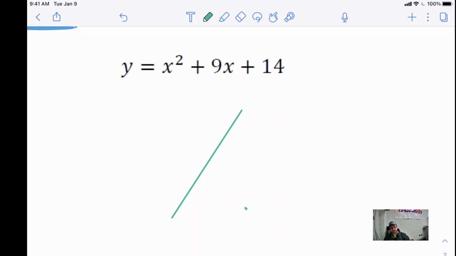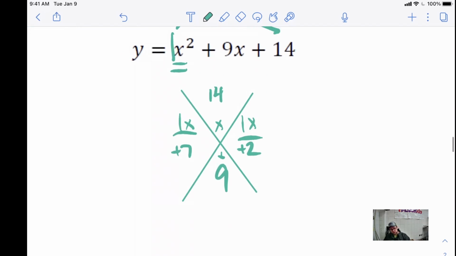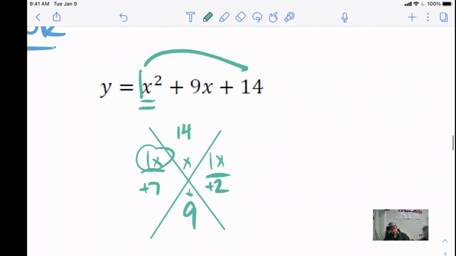So I'm going to make my x. 1 times 14 gives us 14 up top. We're going to have 1x here and 1x here. And then on the bottom, we're going to have 9. So we're looking for two numbers that multiply to be 14 and add to give us 9. And of course, that's a positive 7 and a positive 2. So my factored form will be 1x plus 7 and 1x plus 2.